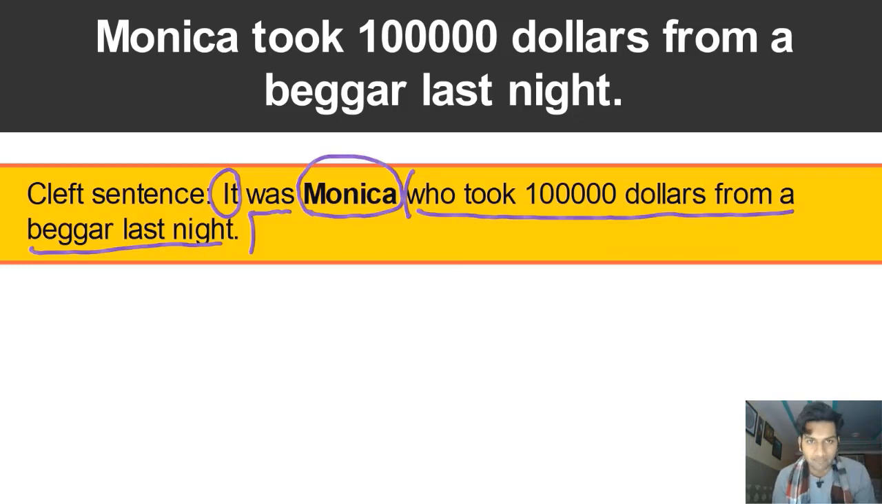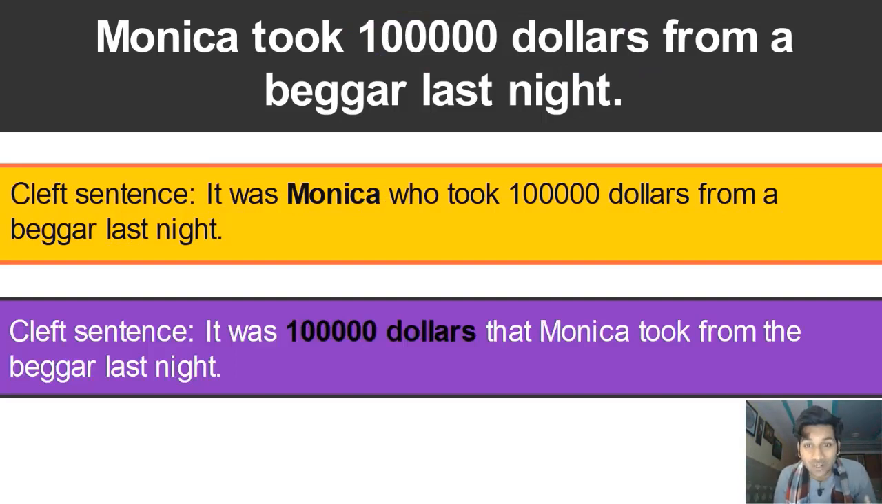Now, let's suppose I want to focus on the object. It was $1 lakh, right? It was $1 lakh that Monica took from the beggar last night. So you come to me and you say, hey Ashish, do you know that Monica took some money from a beggar last night? And I say, some money? What are you talking about? It was $1 lakh she took from the beggar.